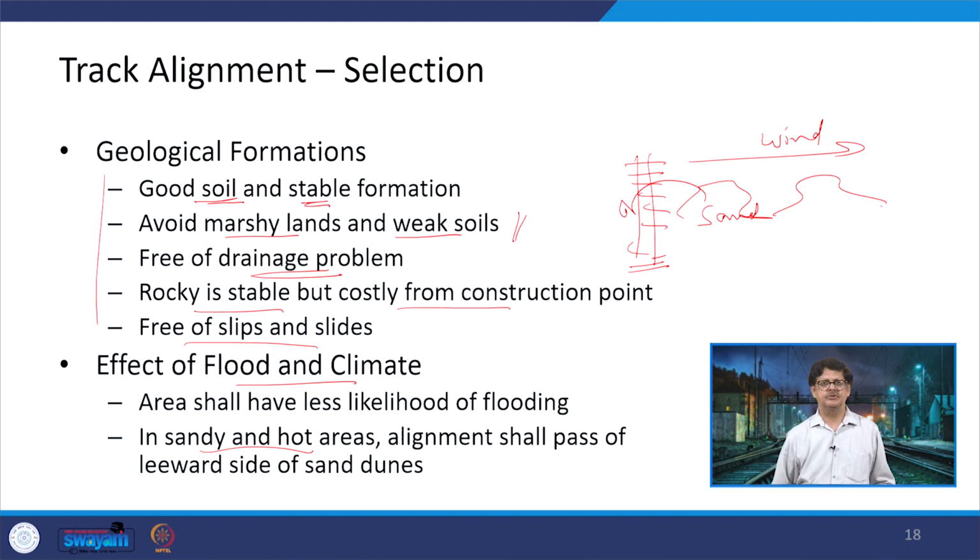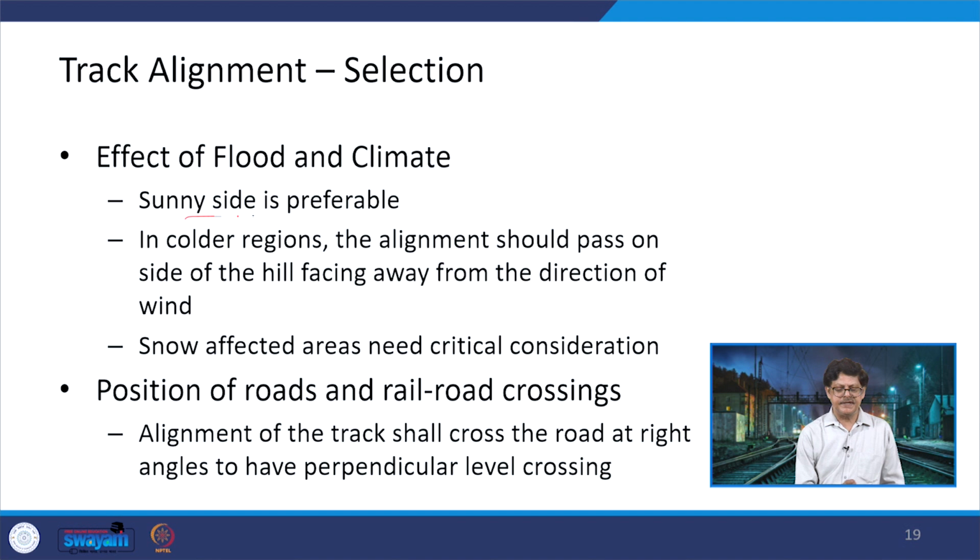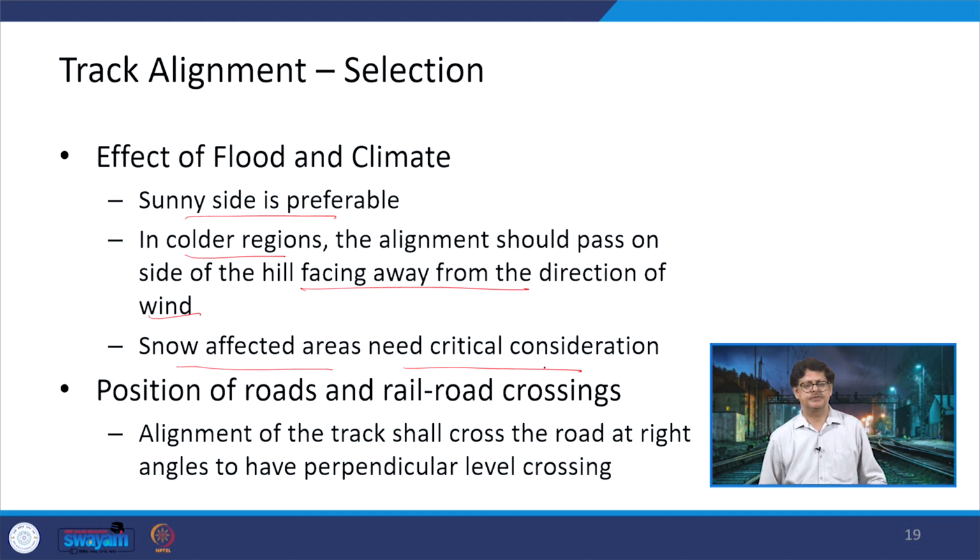So, the direction of the wind needs to be taken care of whenever tracks are constructed in such areas. Sunny side is preferred, especially in valley conditions. In colder regions, the alignment should pass on the side of the hill which is facing away from the direction of the wind. So, the wind effect and the sun effect need to be taken care of. Snow affected areas need critical consideration, because then you have to remove the snow periodically, and only then will the train be able to move on it.